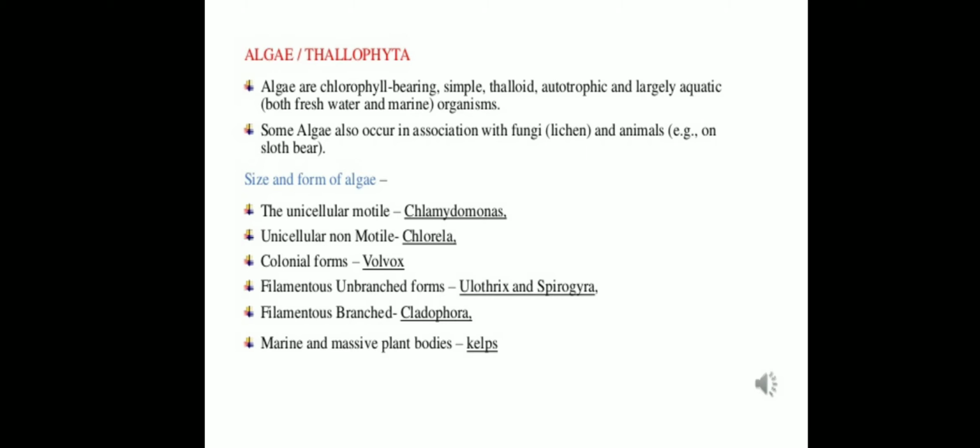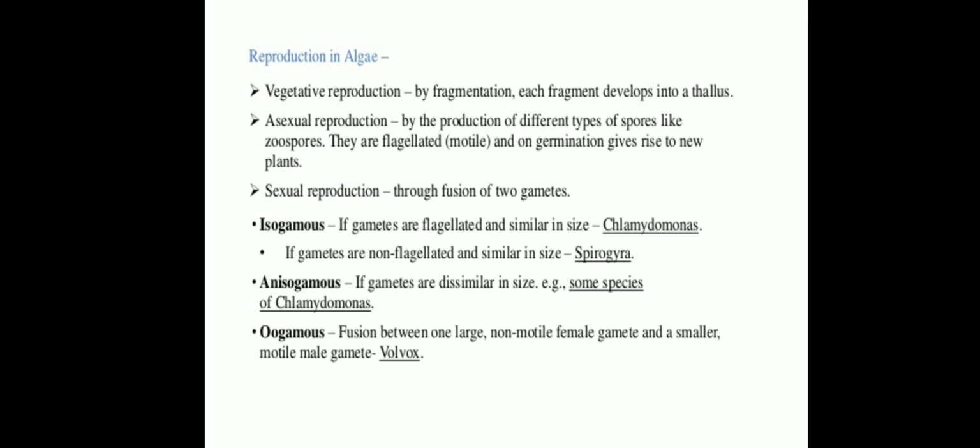There are various sizes and forms of algae. The unicellular motile, example Chlamydomonas. Unicellular and non-motile, that is Chlorella. Colonial forms, that is Volvox. Filamentous unbranched forms, that is Ulothrix and Spirogyra. Filamentous and branched, that is Cladophora. Marine and massive plant bodies, example kelps.